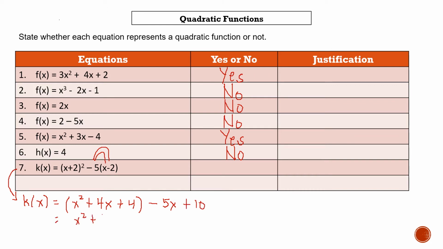x squared plus 4x plus 4 minus 5x plus 10. Let us combine like terms. So we have x squared, 4x and negative 5x is negative x. 4 plus 10 is positive 14. So we have k of x is equal to x squared minus x plus 14. So it only means that the answer is yes, it is a quadratic function.